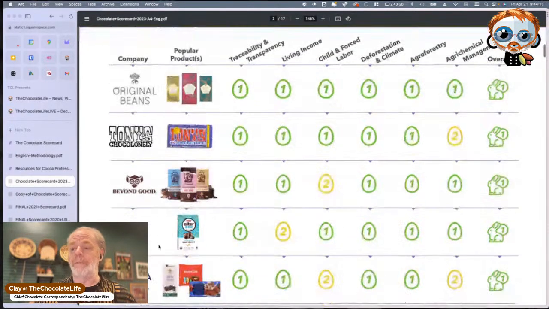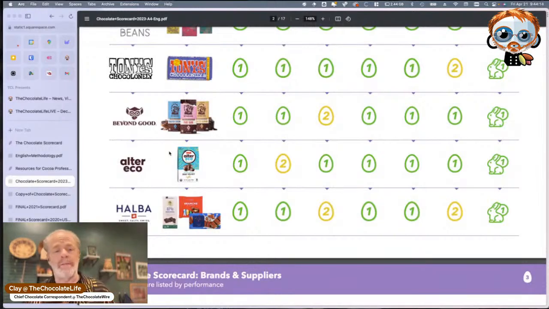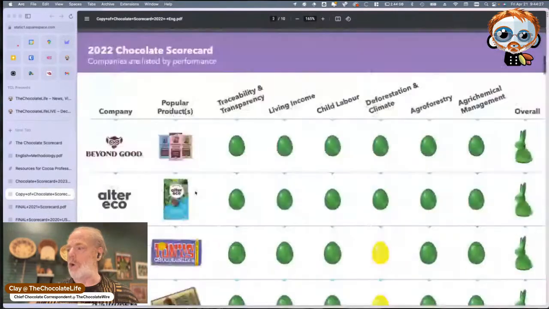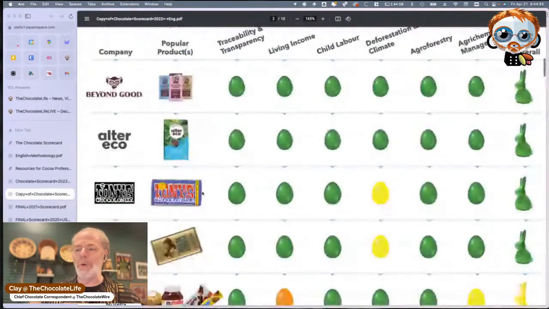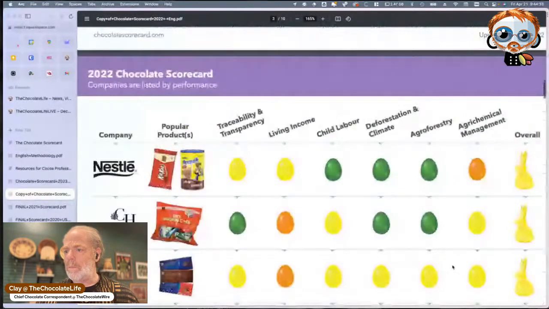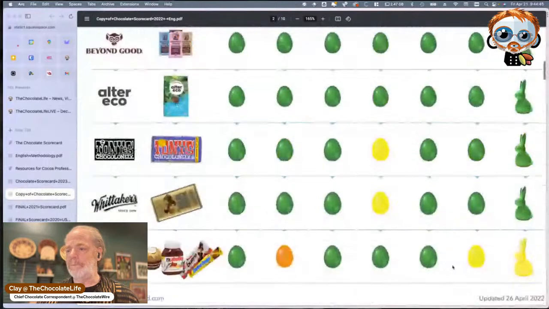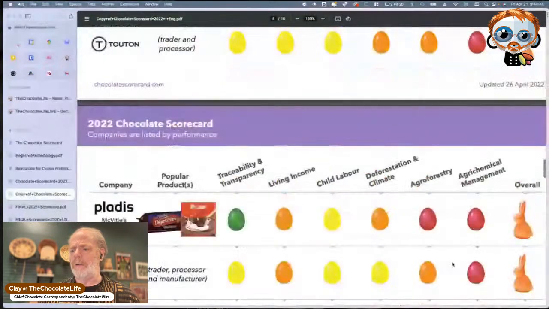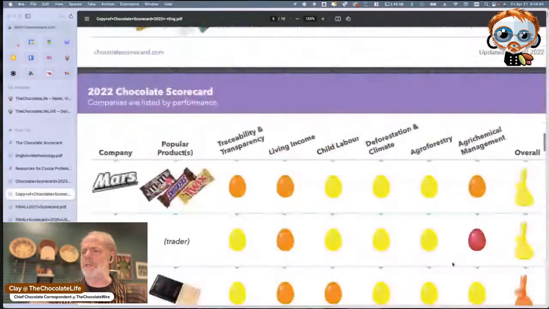So we find that a company like Alter Eco, their chocolate is manufactured for them by this company here, Chocolate. But one of the things that's interesting about this is if we go and take a look at the 2022 scorecard, right? What we find is that Chocolate is not one of the green bunny companies, right? It's, I believe, a yellow bunny company, right? And they're here somewhere. We're out of alphabetical order, right? I remember seeing them in the 2022 list, right?